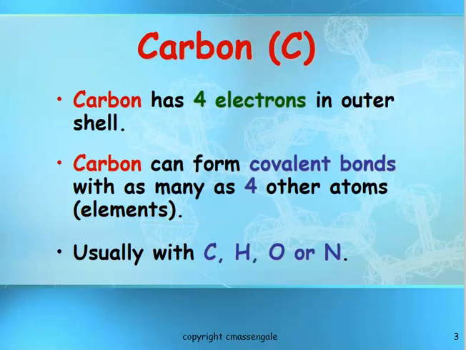Carbon has 4 electrons in its outer shell. Carbon can form covalent bonds with as many as 4 other atoms, usually carbon itself, hydrogen, oxygen, or nitrogen. Okay?